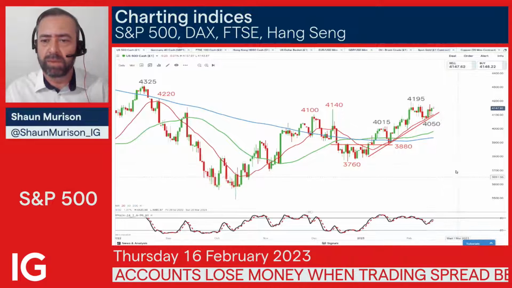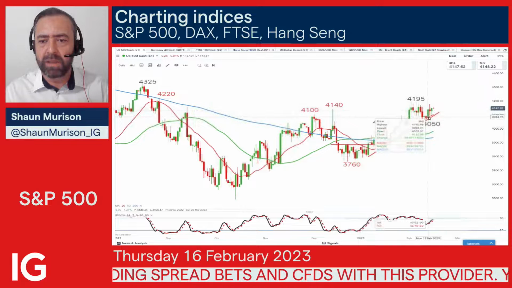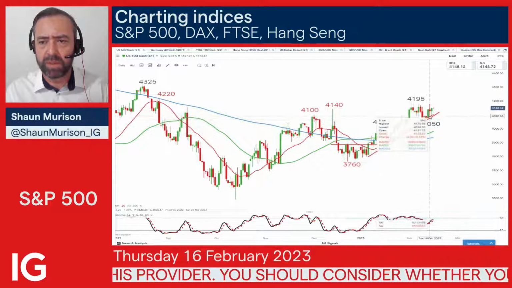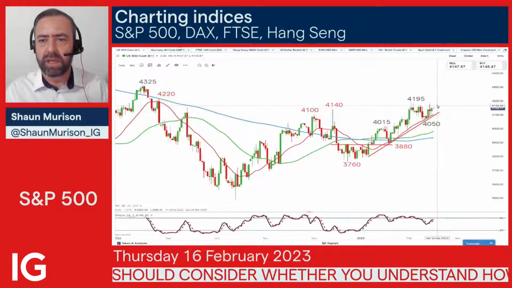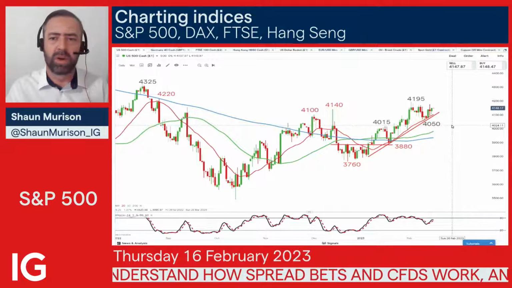At the moment, we have had a bit of a reversal. We had a pullback a little bit deeper than we anticipated. We've made a new point where we've drawn that trend line. But a nice reversal here, and we are testing a resistance. We're about 50 points away from that 4195 mark.